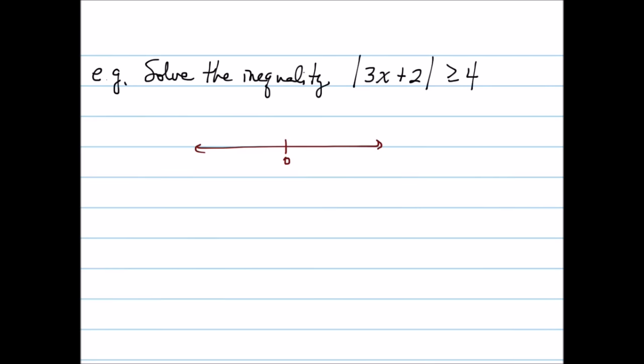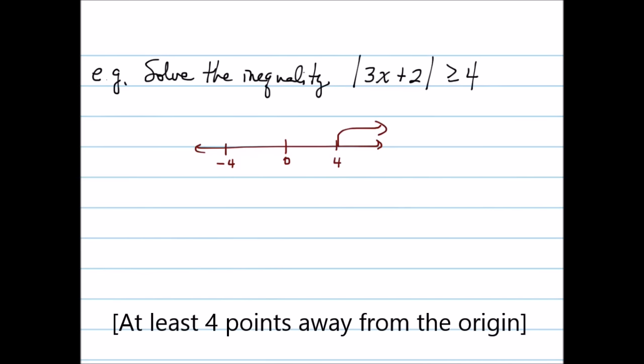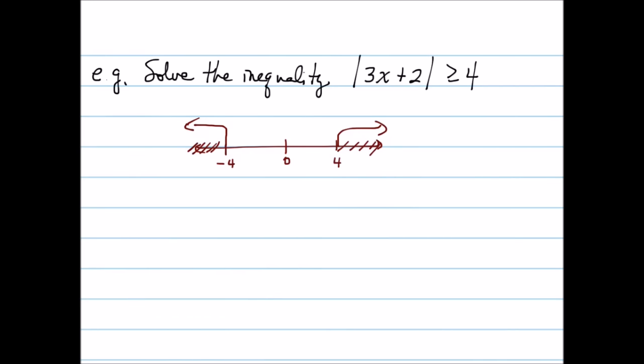If here's 0, and this is negative 4, and this is positive 4, these are the points that are 4 units away from the origin, and these are the points that are at least 4 units away from the origin. So what we need to do is to set the quantity 3x plus 2 to be either greater than or equal to 4 or less than or equal to negative 4.